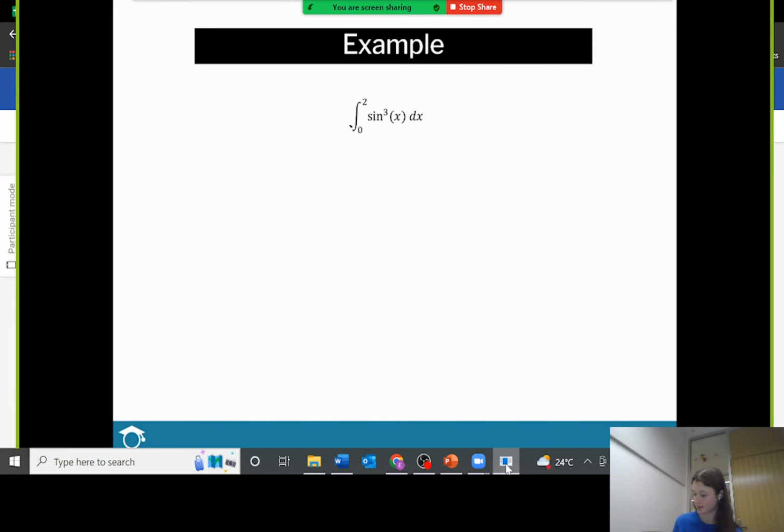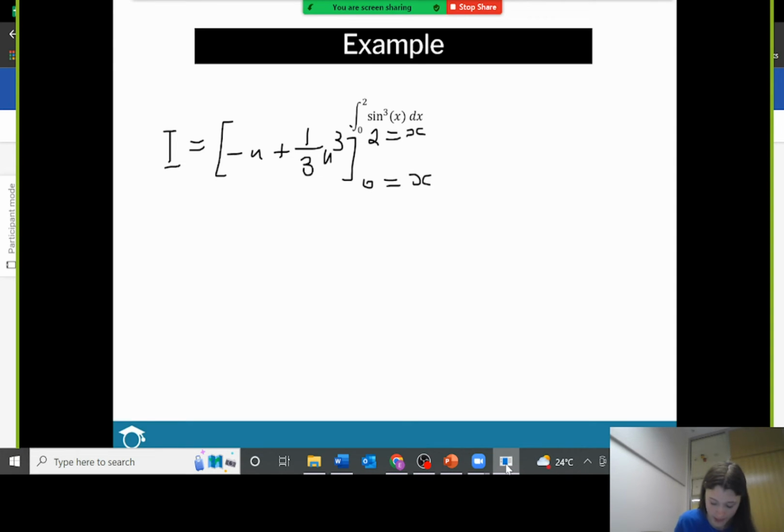So this then gives us the integral equals negative u plus 1/3 u cubed, from 2 to 0. And what we need to be careful with here is that this 2 and 0, we can't just substitute in, because this 2 and 0 are for x, not for u. So what I would write here is 2 equals x, 0 equals x, just so that I don't forget.